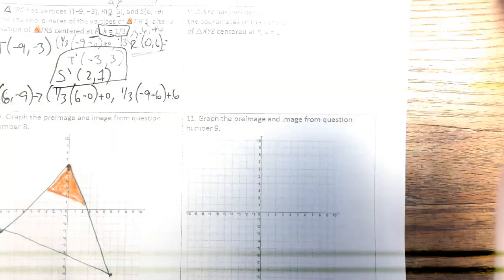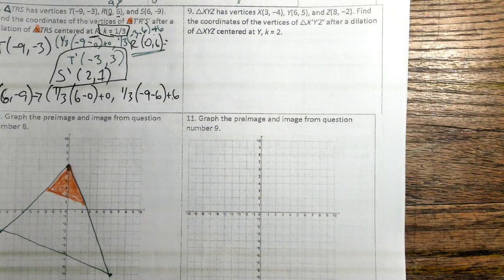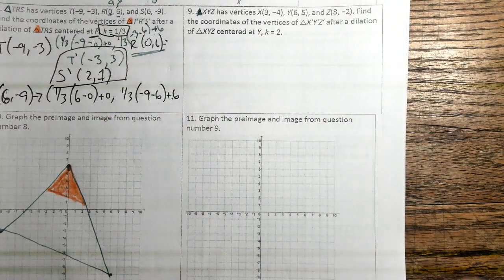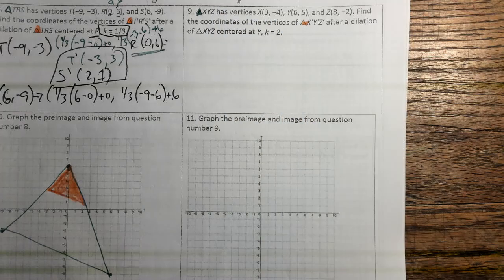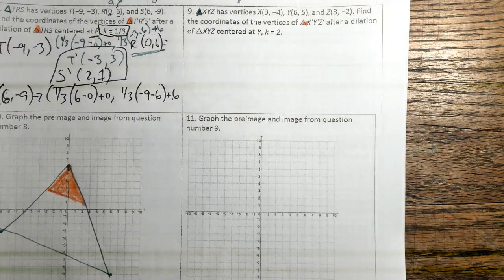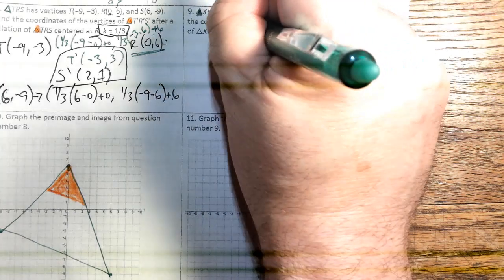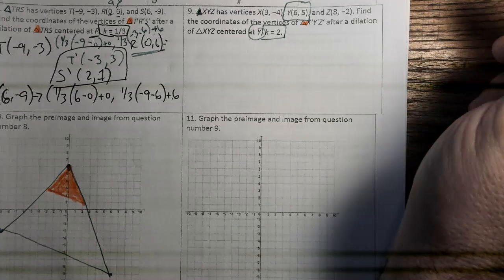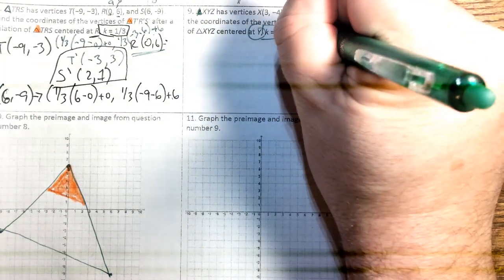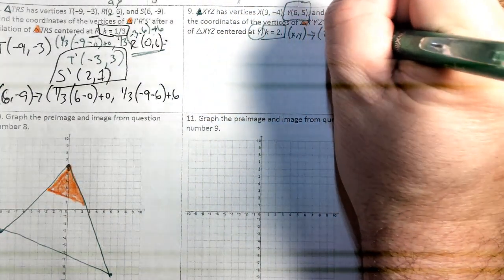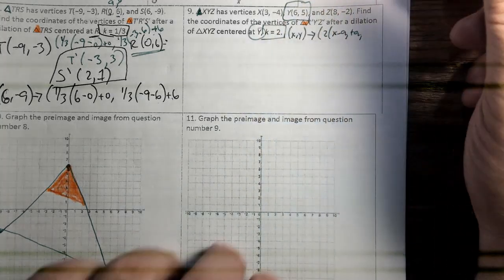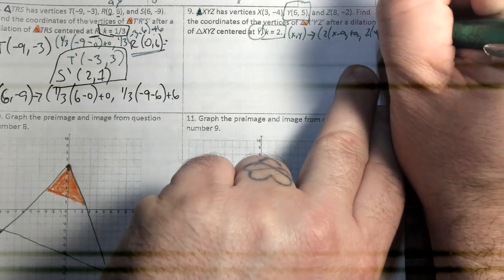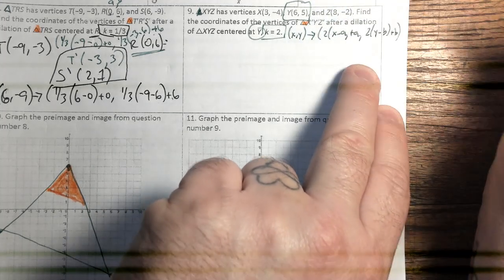for number 9. And we'll do the same thing. We'll just say that our original is green and our new one is orange. And it's going to be centered at Y. So this will stay the same. Our scale factor is 2. So x comma y is going to be 2 times x minus a plus a, and then 2 times y minus b plus b.